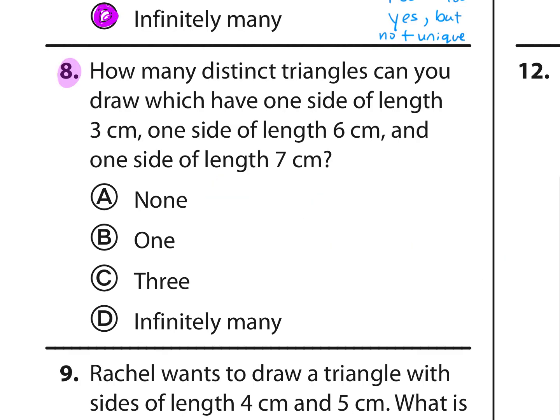Number 8, how many distinct triangles can you draw which have one side length of 3 centimeters, one side length of 6 centimeters, and one side length of 7 centimeters? Well, we can test this. We can add the two smaller sides, and that's got to be greater than the longest side. So we have 3, 6, and 7.